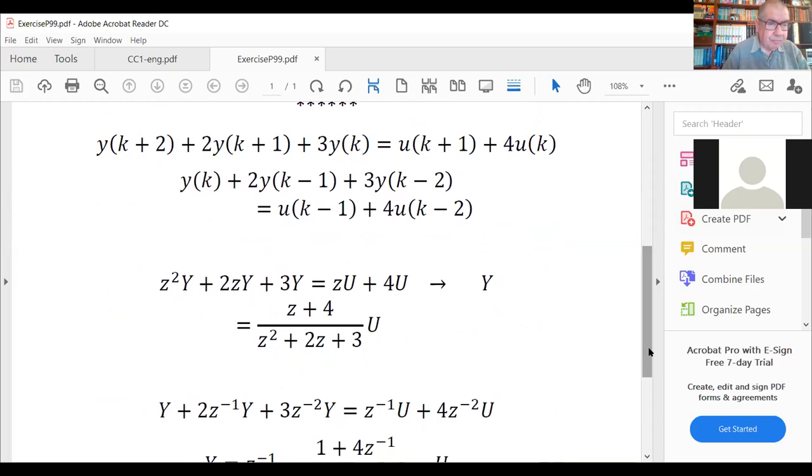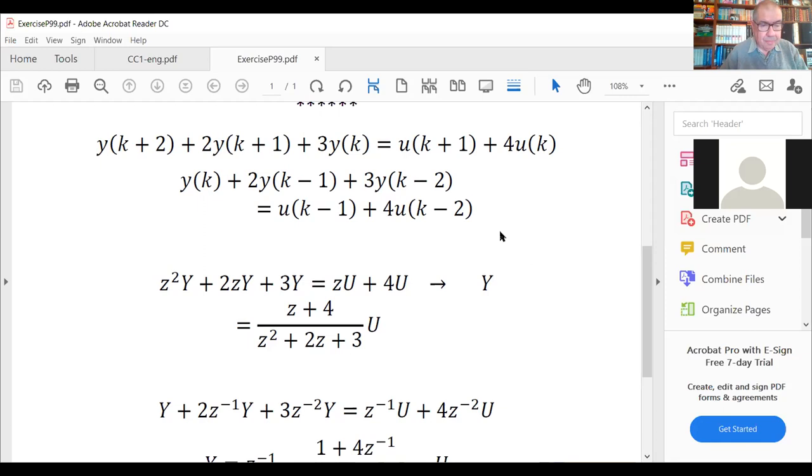Let's look at the other example, which is a little bit more interesting. A second order system. So this is the forward equation that I wrote. Here we have y of k plus 2, because this is the most advanced term with respect to y of k. And if you delay everything by 2, then you get y of k, plus 2 y of k minus 1, then you have 3 y of k minus 2, and so on.